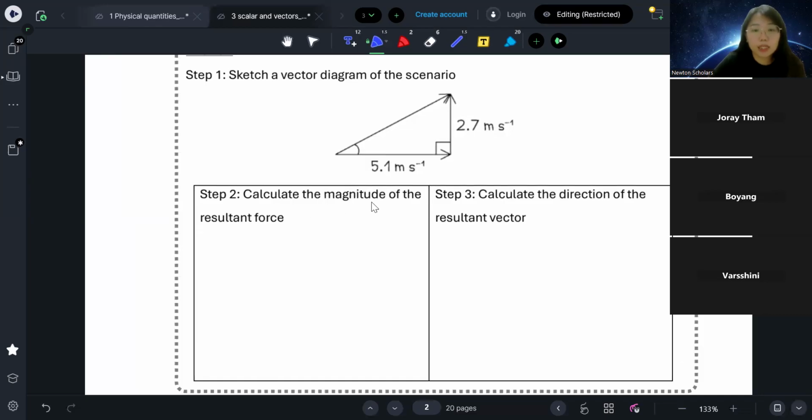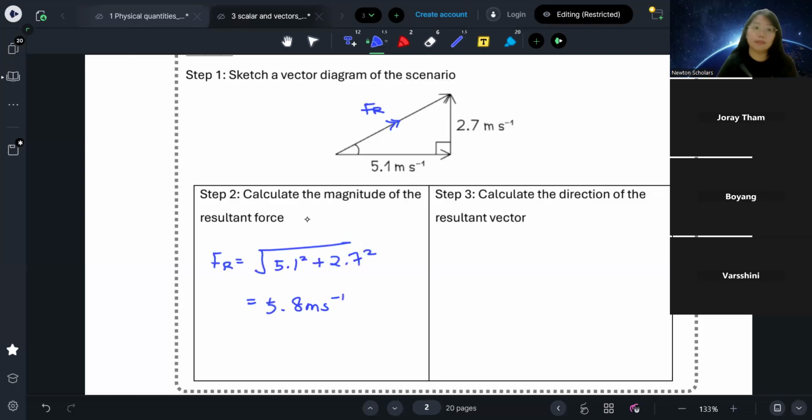Okay, calculate the magnitude of the resultant force. So the resultant force is this. This is the force, this is the force, then the resultant force is this line. So the resultant force will be the square root of 5.1 squared plus 2.7 squared. So your answer here should be 5.8 meter per second. This is simple mathematics, so I don't want to spend a lot of time here.